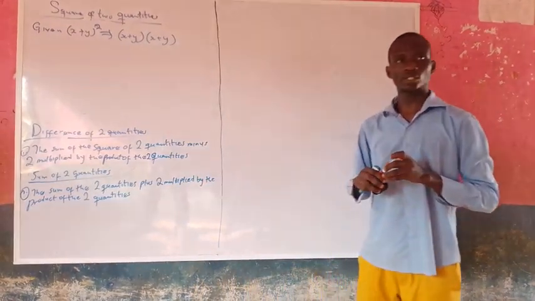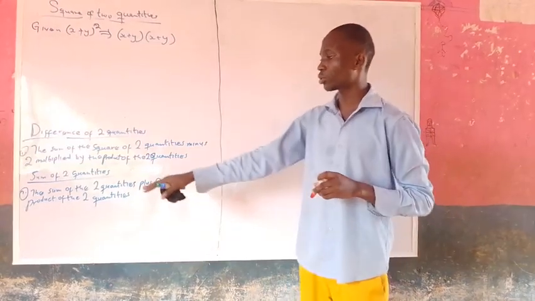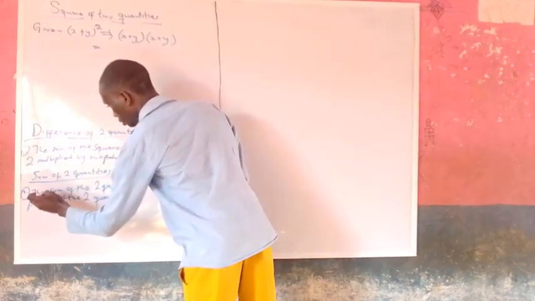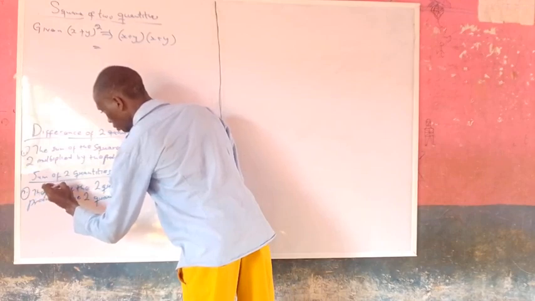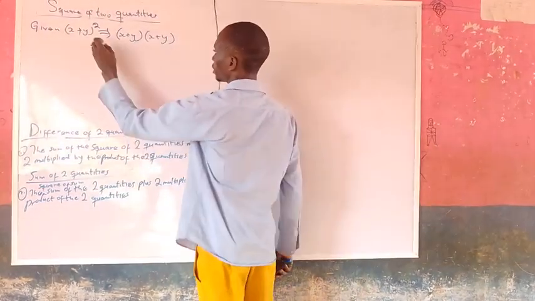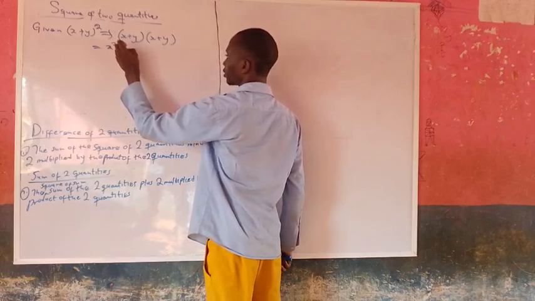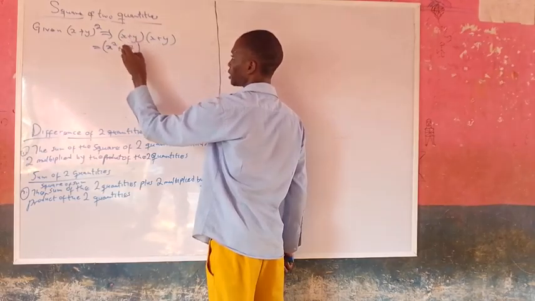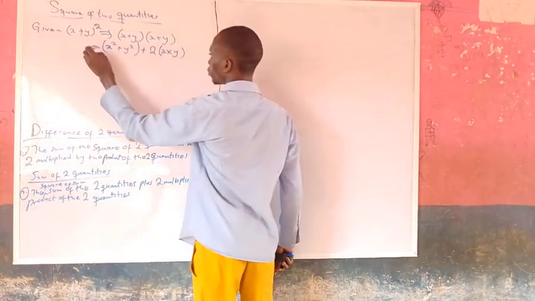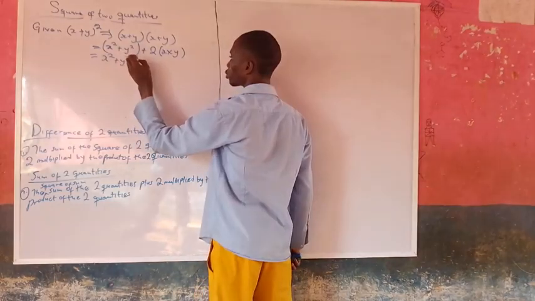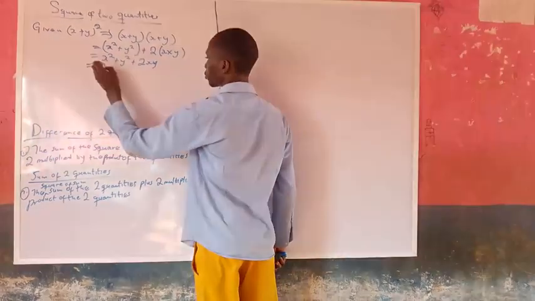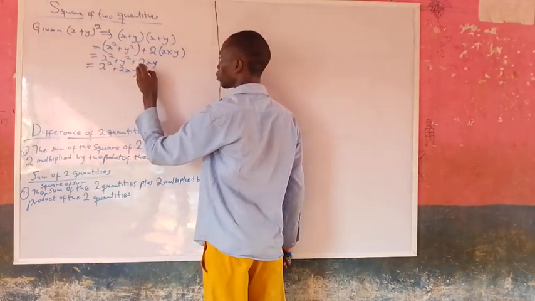But following this rule that I just said, the sum of the two quantities plus 2 multiplied by the product of the two quantities. So this tells me that I'm having the square of the sum of the two quantities. So if I come back here, I'll be having x squared, this is the square, plus y squared, this is the square of the two quantities, and this is their sum. So I'm having this, plus 2 multiplied by the two quantities. So this will give me x squared plus y squared plus 2xy. When you multiply the xy in brackets, you are going to have 2xy. And this can also be written as x squared plus 2xy plus y squared.